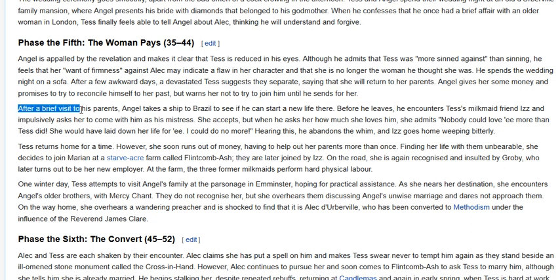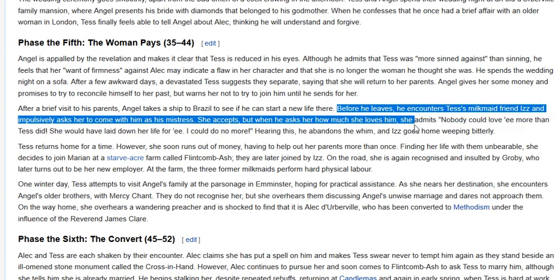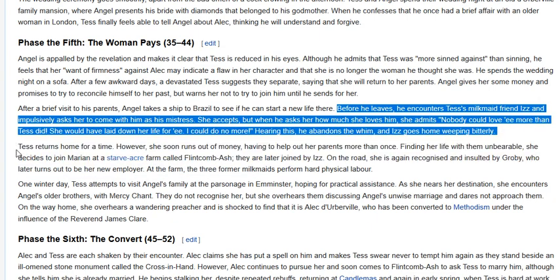After a brief visit to his parents, Angel takes a ship to Brazil to see if he can start a new life there. Before he leaves, he encounters Tess's milkmaid friend Izz and impulsively asks her to come with him as his mistress. She accepts, but when he asks her how much she loves him, she admits nobody could love him more than Tess did.